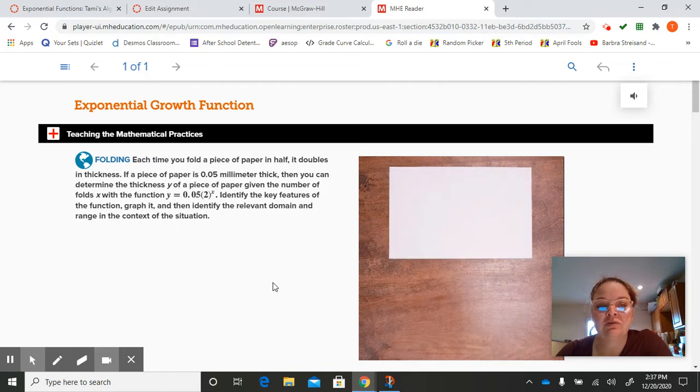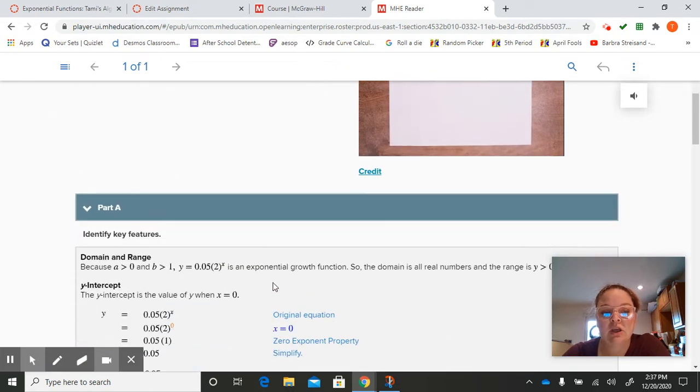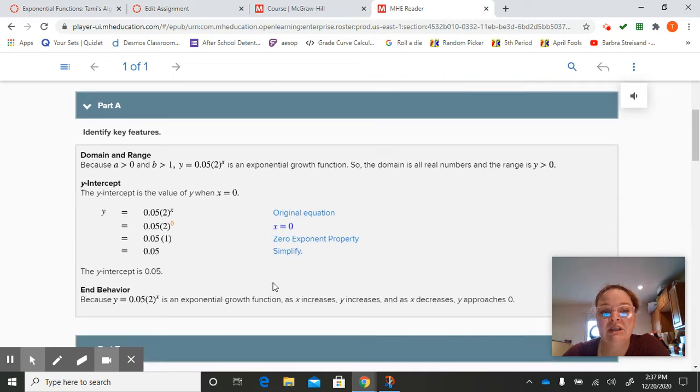Identify the key features of the function, graph it, and then identify the relevant domain and range in the context of the situation. So the first thing we want to do is identify the key features. We're going to look first at the domain and range, then the y-intercept, and then the end behavior.